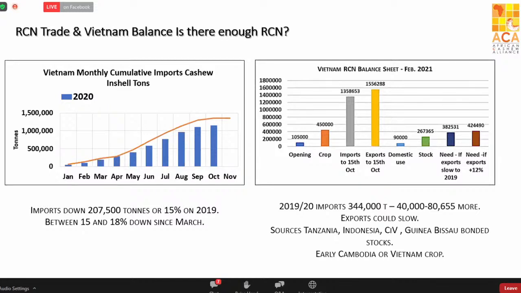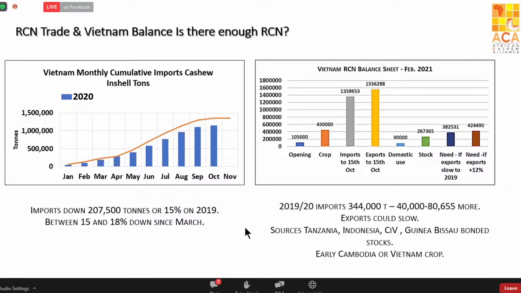And then we have to look at where the sources of that material are. We know that Tanzania and Indonesia have new crops coming along. The Tanzanian auction is underway. Cote d'Ivoire has a certain amount of stock. Guinea-Bissau, well, shipments are difficult, but there would still be some raw cashew nuts left there. And there are bonded stocks in Vietnam. And it may be, and I expect to hear very soon, that there will be predictions of an early crop in Cambodia or Vietnam. The need to buy is related to the information received, so expect that news to come out anytime soon.